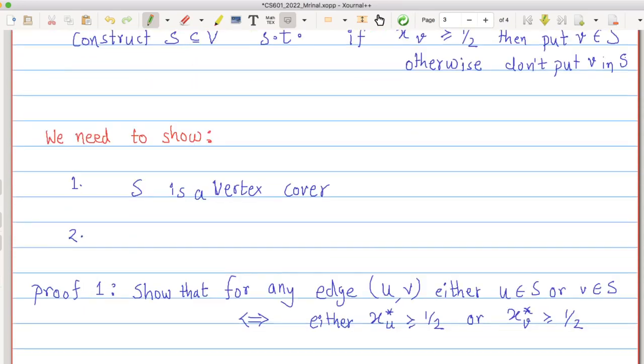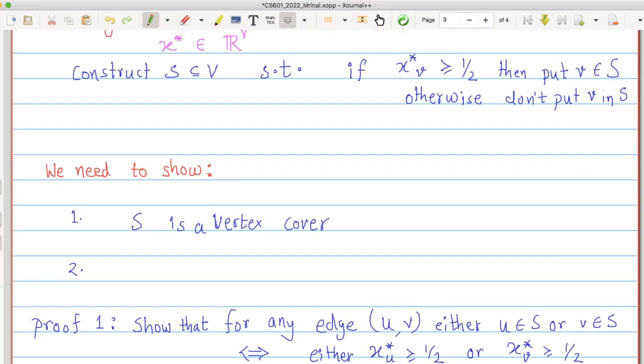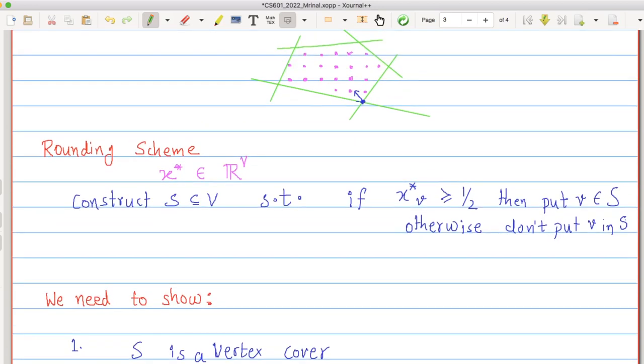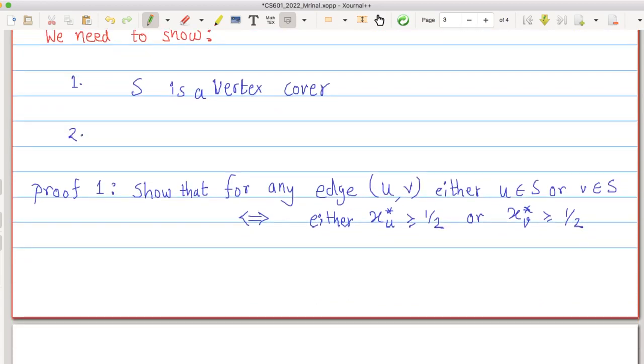Because our X star is also a feasible solution, right? It's an optimal solution, so in particular it's a feasible solution. It satisfies all the constraints. So it must satisfy the constraint that XU star plus XV star is at least 1. That comes from the linear program, and you can see that this constraint immediately gives you that one of the two values must be at least half, and that proves that one of the vertices is in the set S. So it's indeed a vertex cover.